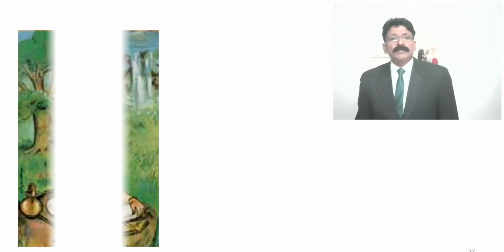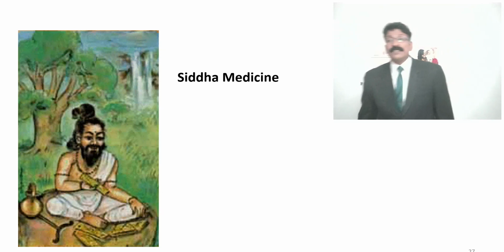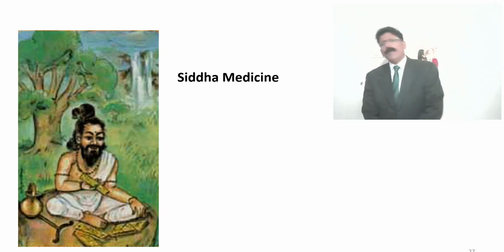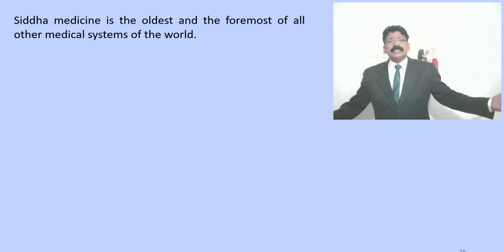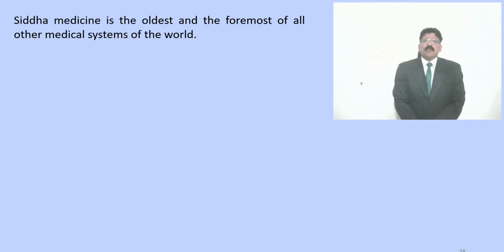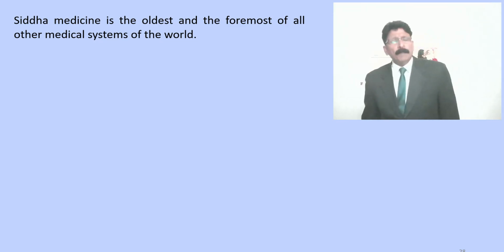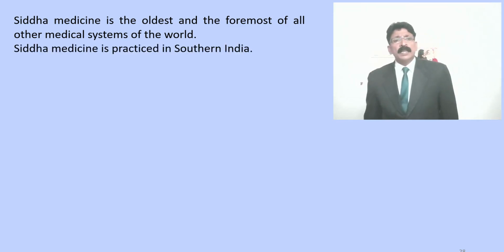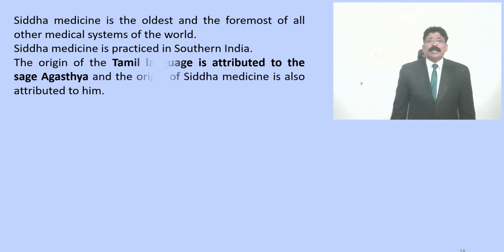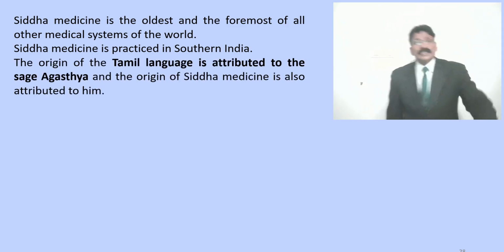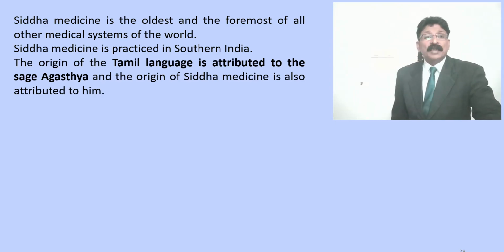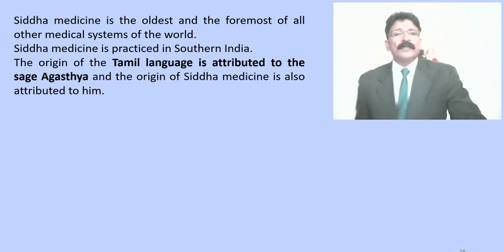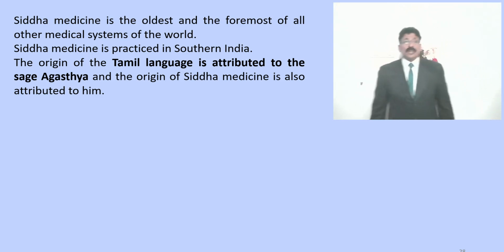And when we come to Siddha medicine, this is the oldest medicine system which we have seen in India, in the whole world. Very old system. And it is interesting to know about their basic principles. Siddha medicine is the oldest and the foremost of all medical systems of the world. Siddha medicine is practiced in South India, especially in Tamil Nadu. The origin of the Tamil language is attributed to the sage Agastya, and the origin of Siddha medicine is also attributed to him.